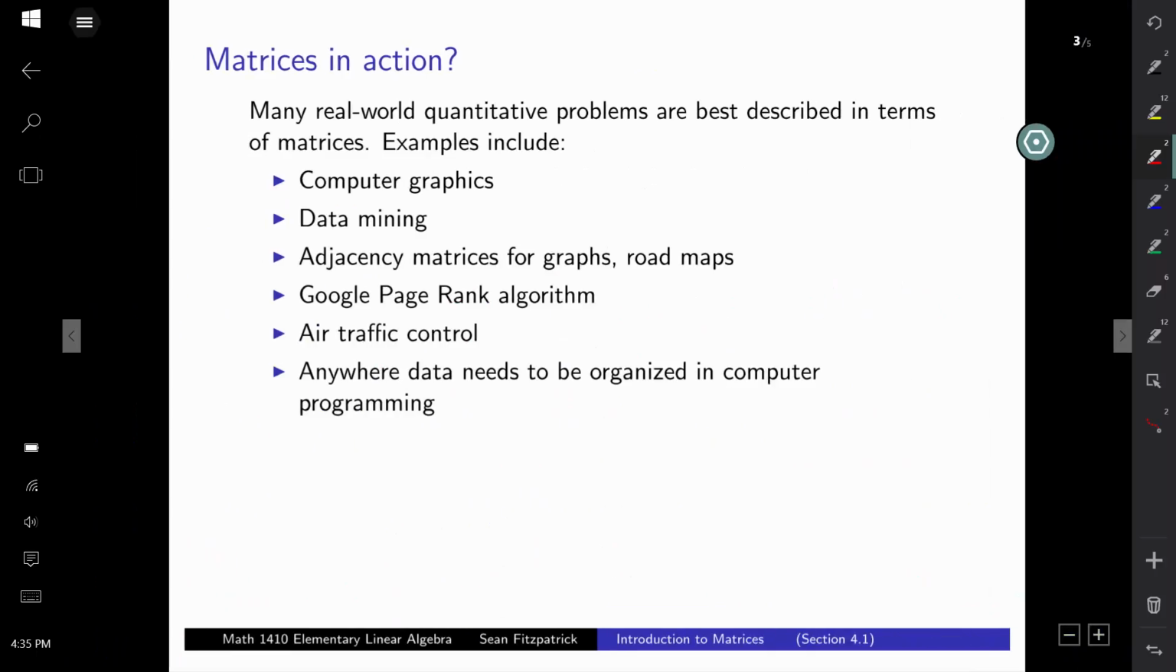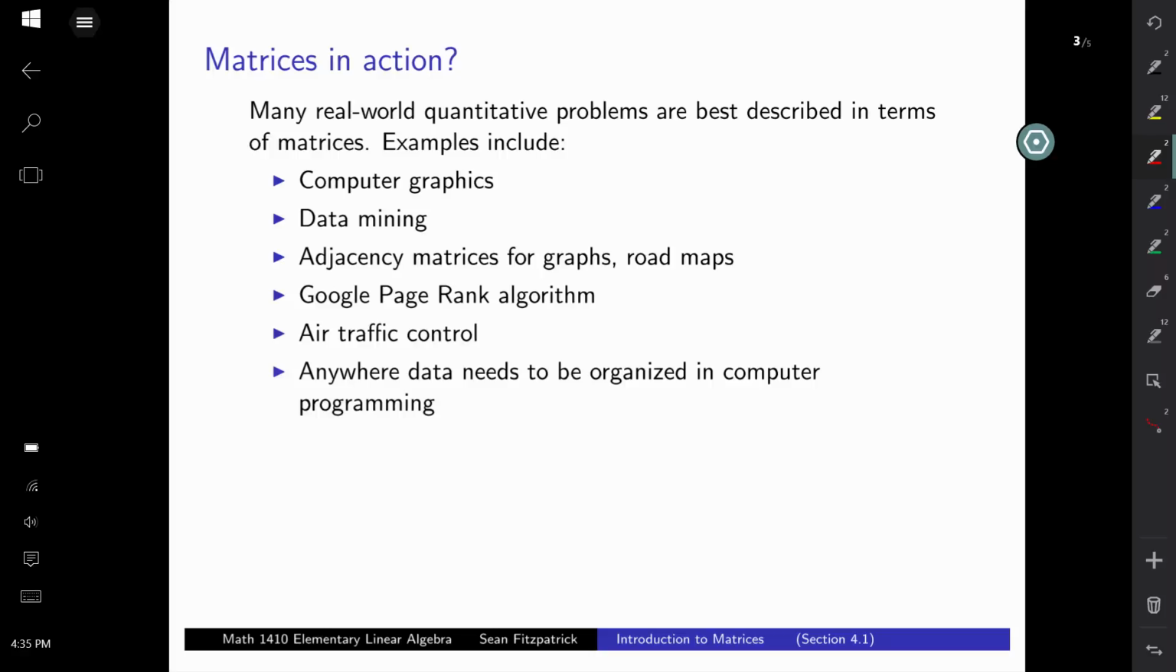Okay, so why do you consider matrices? Why are they useful? Well, there are many applications where matrices come up. You don't have to search very hard to find applications of matrices. Well, a quick Google search for applications of matrices will, I'm sure, find you a number of examples.